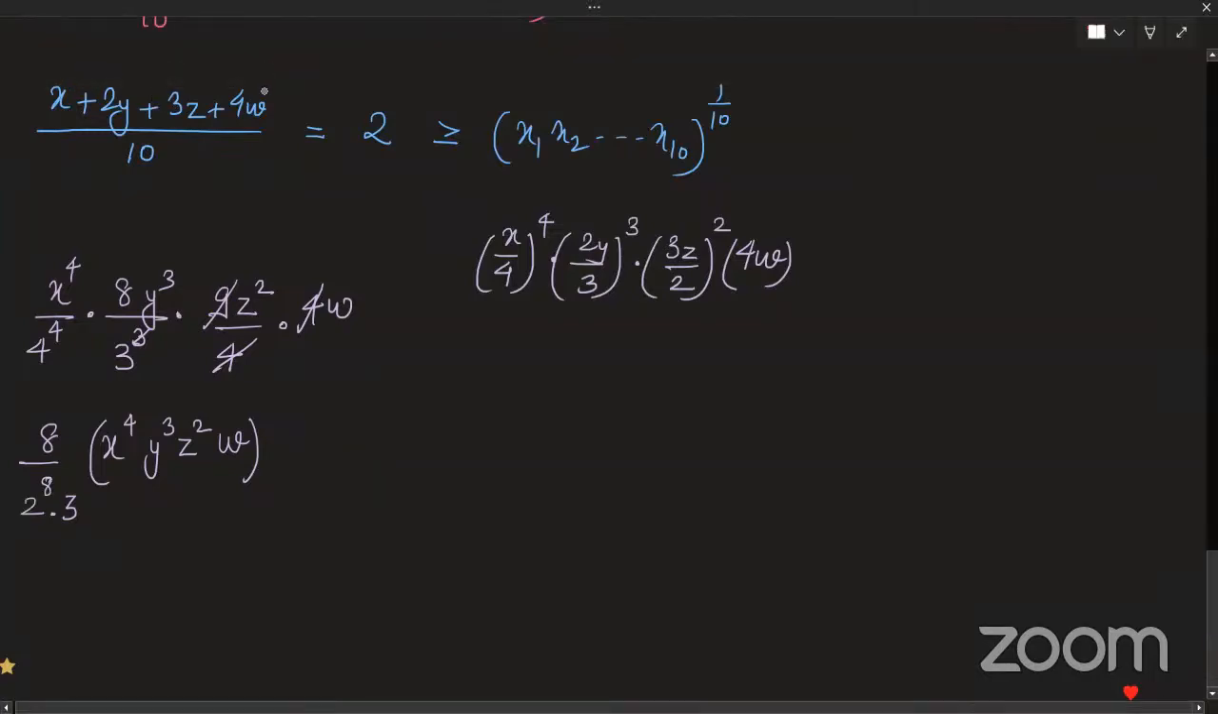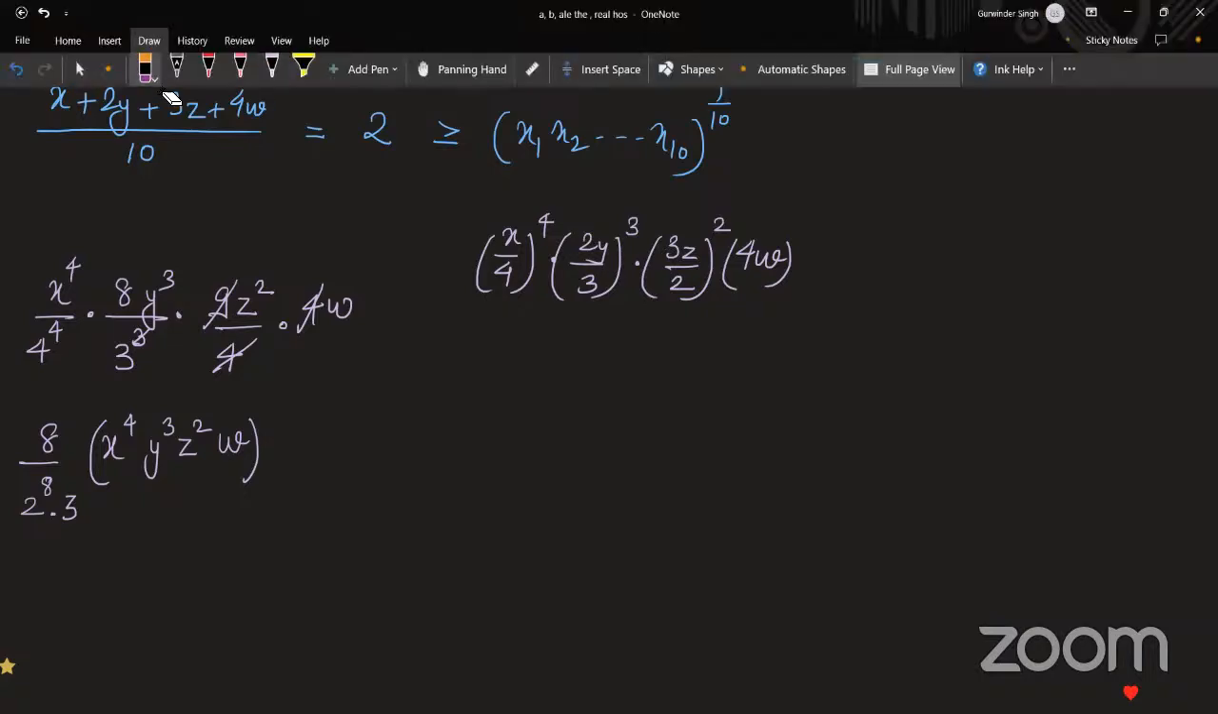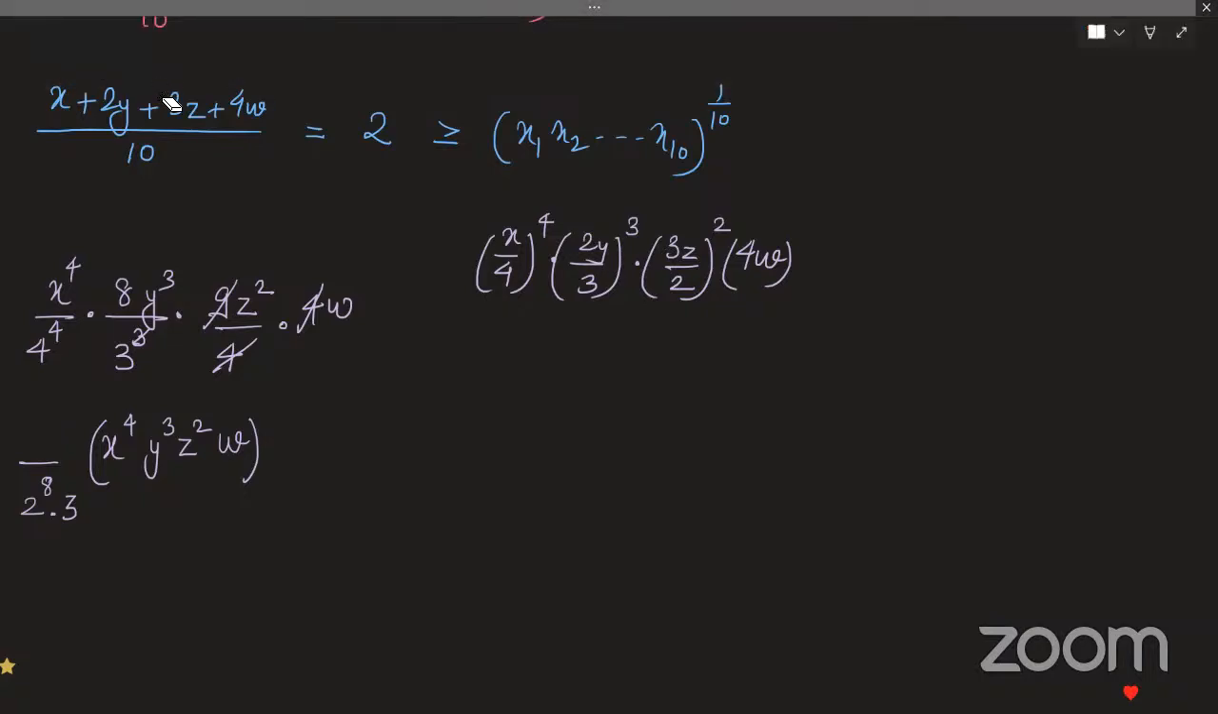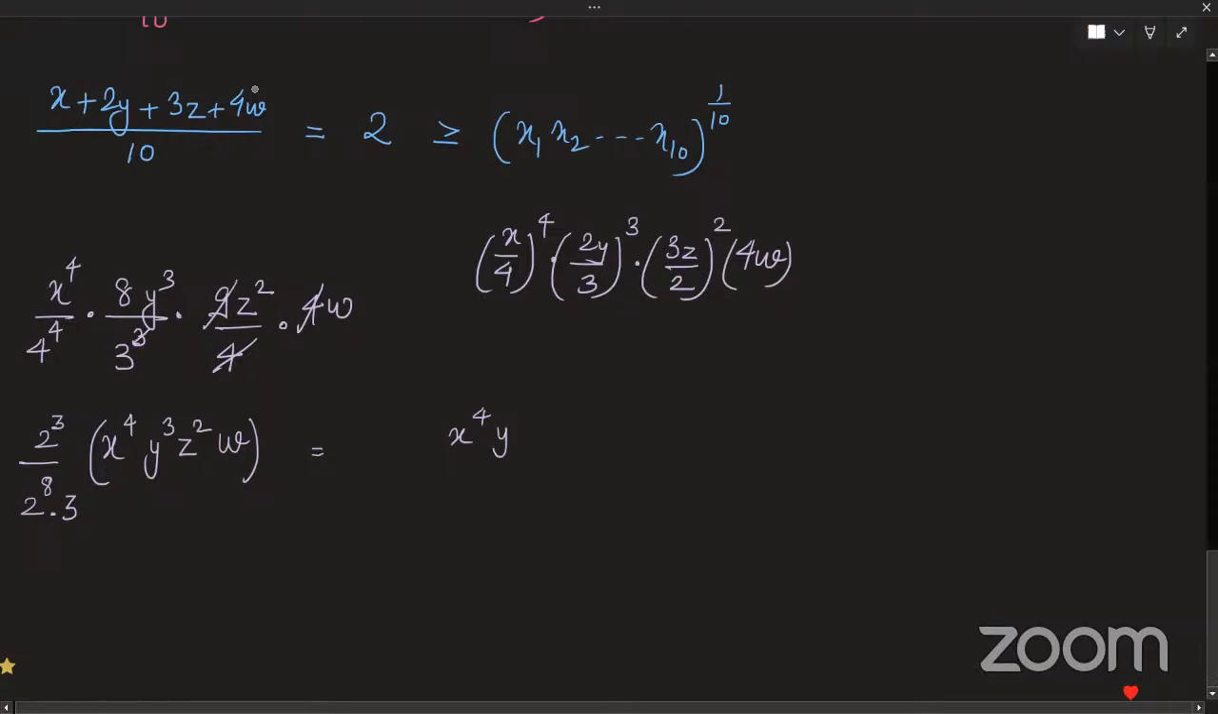It is 4 raised to 4, so it can be written as 2 raised to 8. And we have an 8 at the top. So this 8 can be written as 2 to the power of 3. So this thing basically becomes 1 by 3 into 2 to the power of 5, right?